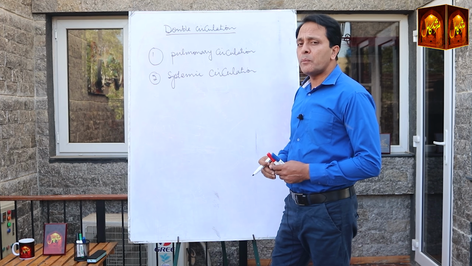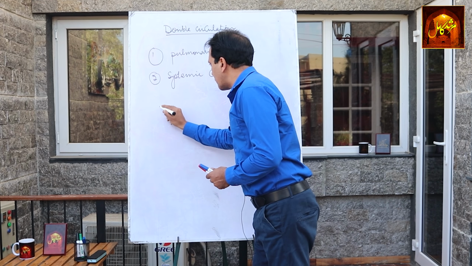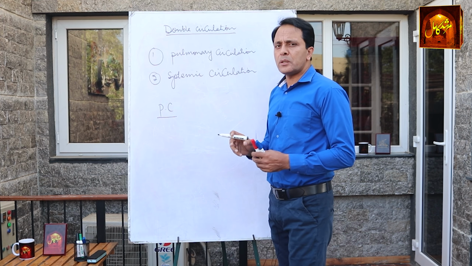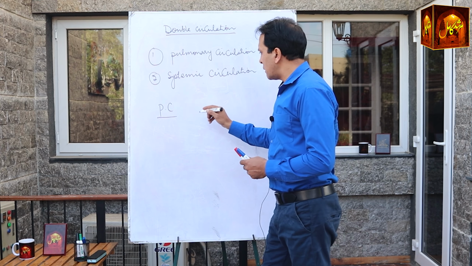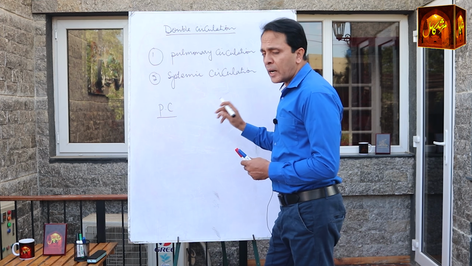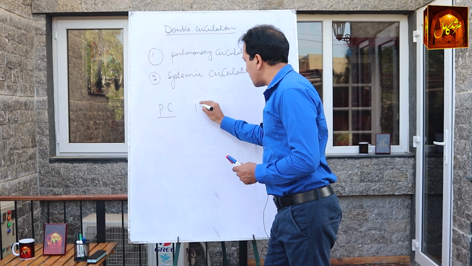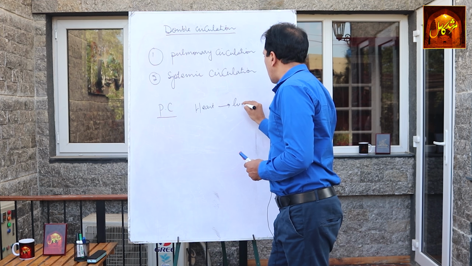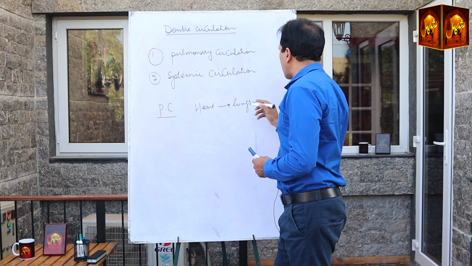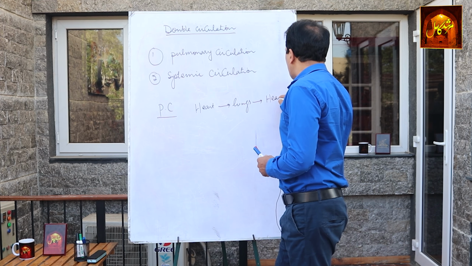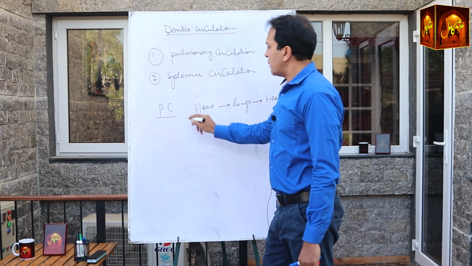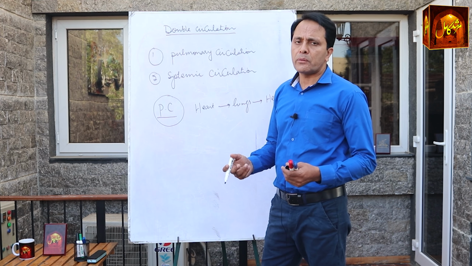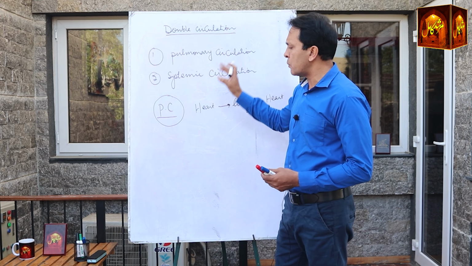When we talk about the pulmonary circulation, this pulmonary circulation is actually between the heart and the lungs. Which organs are involved over here? Heart to lungs, and again lungs to heart. The circulation which is completed between your heart and your lungs is called pulmonary circulation.